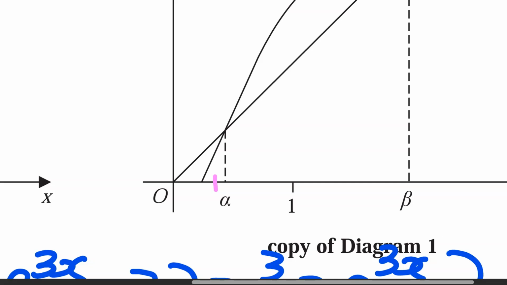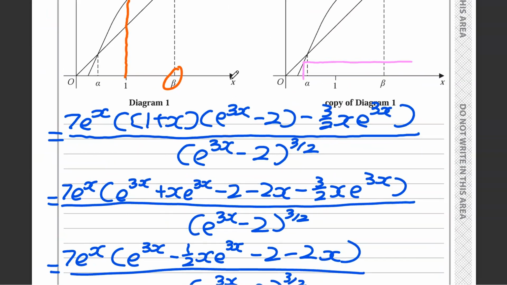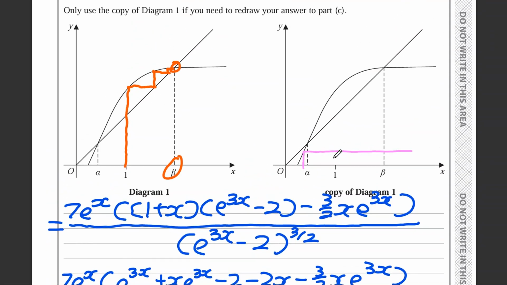So what will happen if we're using iteration? This will go up and hit the curve here, and then it will go across and hit the line. However, it can't hit the line because the straight line is up here. So we do not get this staircase effect like we do for beta. This essentially just diverges. So this iteration method doesn't work for alpha.